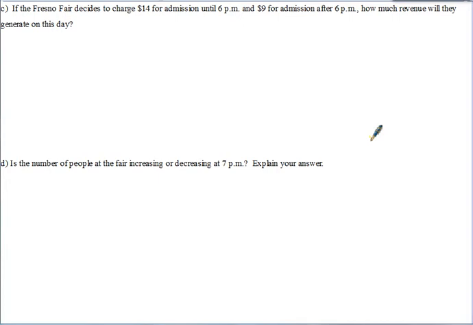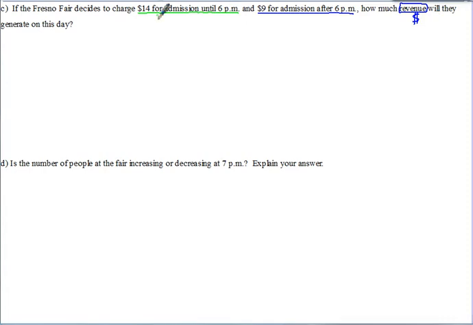So part C says if the Fresno Fair decides to charge $14 for admission until 6 p.m. and $9 for admission after 6 p.m., how much revenue will they generate on this day? So revenue, just how much money they're going to get from selling tickets. So it doesn't account for costs at all. So remember, profit is revenue minus cost.